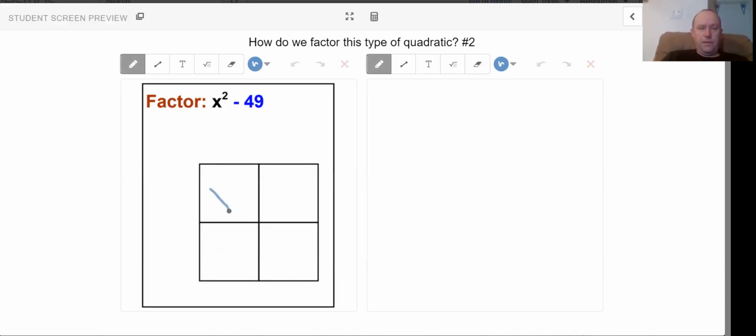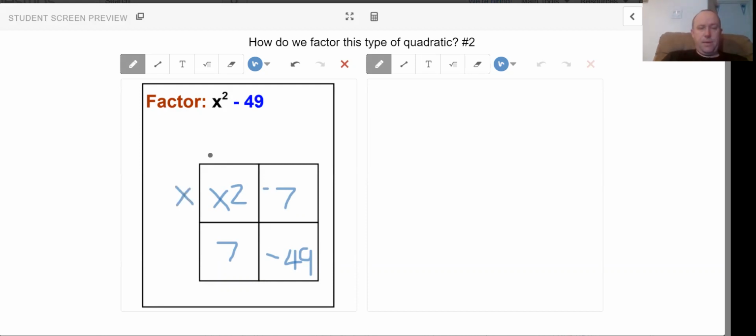X squared and 49, well, I can fill in my x squared and -49 straight away. This one, just two terms. So this is the one where I'm looking for which number multiplies together to make 49. I know it's 7 and 7, but I also know the signs must be different on this. So I need one positive and one negative.